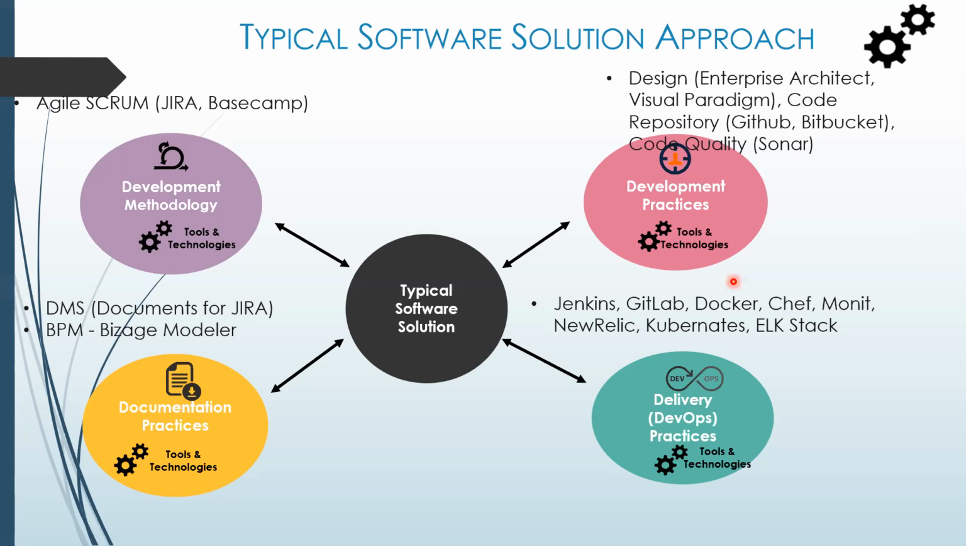I am just scanning those things here, but later in other lectures we will discuss some of these techniques and tools deeply. If we go to delivery or deployment, we can use Jenkins, GitLab, Docker, Chef, Monit, New Relic, Kubernetes, right? Kubernetes is very famous nowadays as a continuous integration technology. Those technologies are on the delivery side.